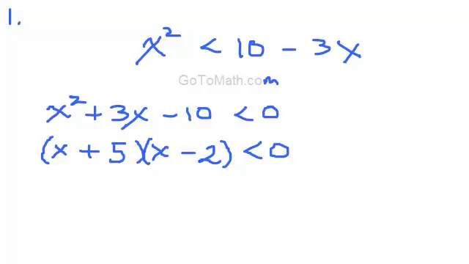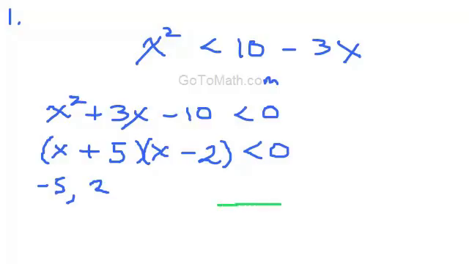Okay, so as you can see here, the zeros of this are going to be negative 5 and 2, right? Because when I plug negative 5 in, I get 0, and when I plug 2 in, I get 0 also. Alright. What we're going to do now is we're going to draw a graph.